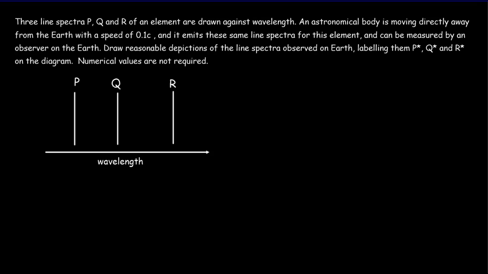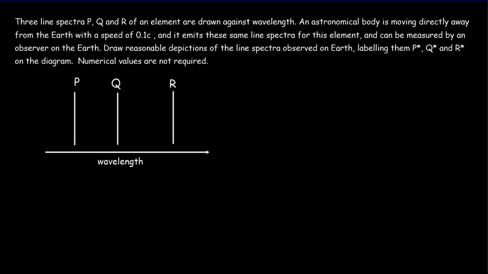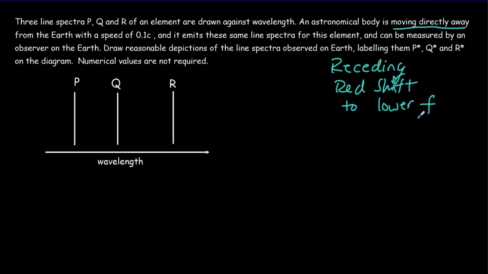We have a question here involving line spectra from an astronomical object. Pause the video, try the question, come back for the answer. So the first thing we need to decipher is whether the new line spectra, the received observed line spectra, are going to be shifted to the right or to the left. And we know that our object is moving directly away from us. That means that we're receding. We're going to have a red shift, and that means lower frequencies. And of course, if we go to lower frequencies, we're going to longer wavelengths. So our shifts are going to have to be to the right. Our line for P star should be to the right of P.